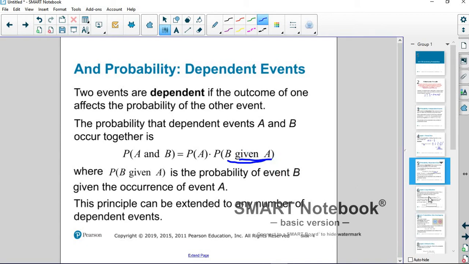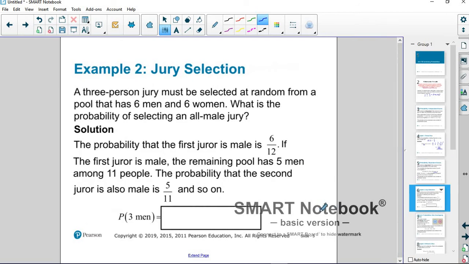What I want you to do is read through this example. We're choosing 3 people out of a group of 12, 6 men and 6 women. What is the probability that all 3 people we select are men? We have 6 folks identifying as men, 6 identifying as women, and that's all that we're picking from. What is the probability that you pick 3 people that are all men based on this information? I want you to pause the video. I've given you a little bit of a hint here, but see if you can figure this out on your own using the multiplication principle.